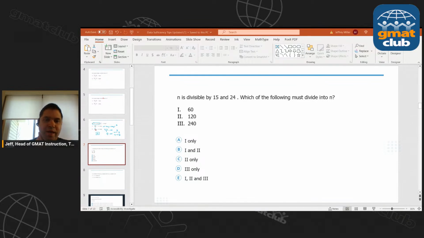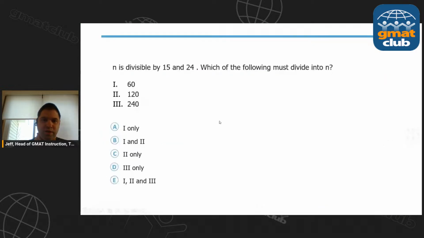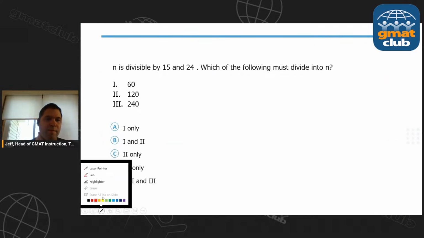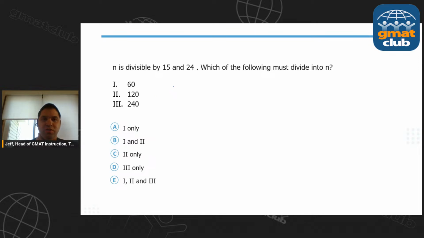So what I want to do now is bring this full circle into a, hold on, I'll just write this solution out real quick so we have it. I want to bring this into a data sufficiency question. And that data sufficiency question is going to, in a roundabout way, also test you on LCM skills.